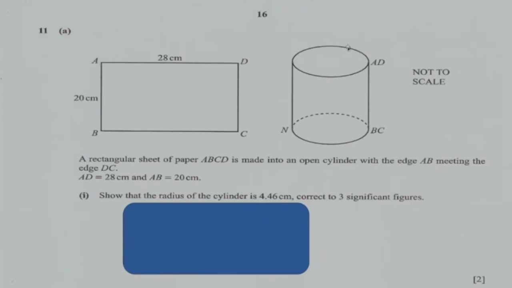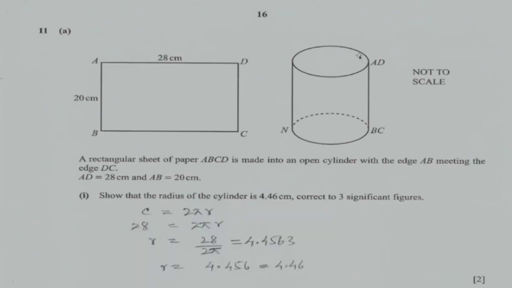This is the circumference, which is 28 centimeters. We can write C equals 2 pi r, where C is the circumference. C is given as 28, so 28 equals 2 pi r. Then we can calculate r as 28 over 2 pi, which is 4.4563. So r is 4.456, otherwise 4.46 to three significant figures.